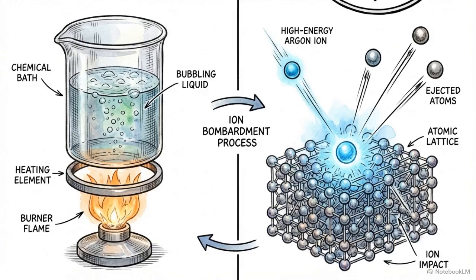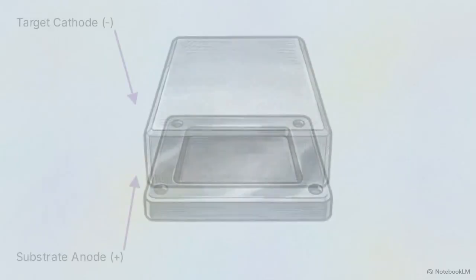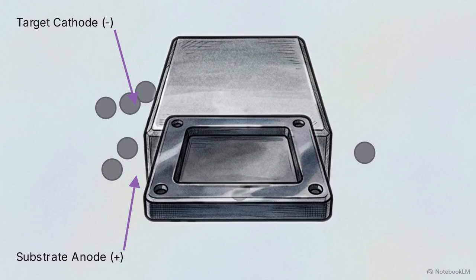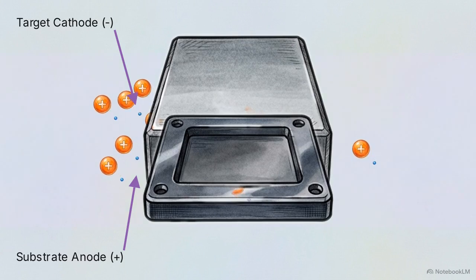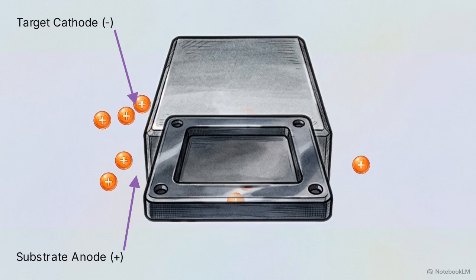Unlike thermal evaporation or chemical liquid baths, sputtering relies entirely on kinetic momentum transfer. It is a process of atomic-level ballistics. The process begins in a vacuum chamber filled with an inert gas, typically argon. A strong electrical field creates a glow-discharge plasma, stripping electrons from the argon atoms. These positively charged ions are then accelerated towards a solid source material, known as the target cathode.